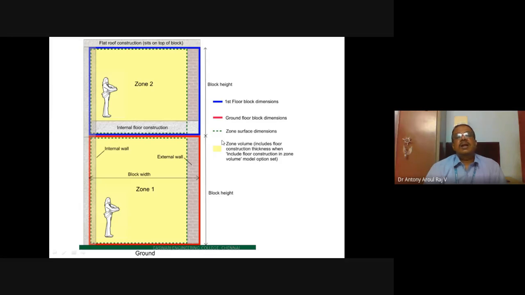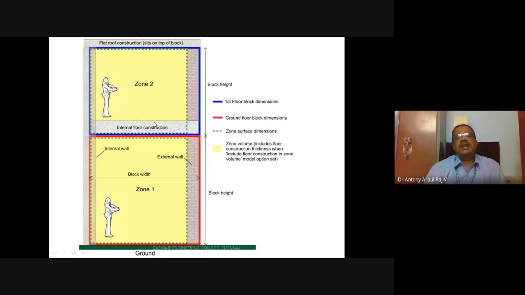Okay, and what are the things? So standards we should know. We should have a dimensioning. So how do we go for dimension? If it is a block dimension, whatever is shown in the blue color, that is the block height. You should not take the roof construction also. You have to include the floor construction only.